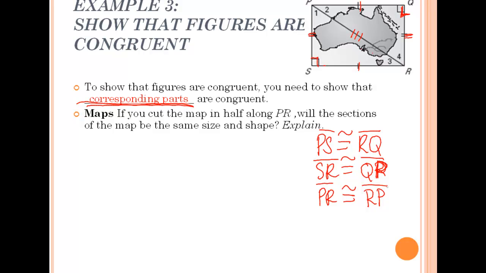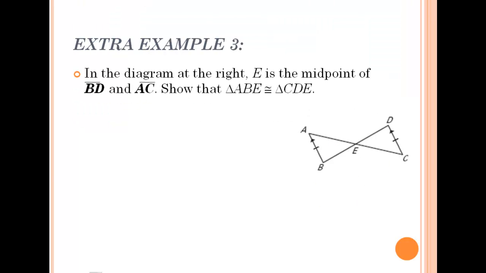As we move on, you'll learn that if we can prove that all three sides are the same, we know that the triangles are indeed congruent. So pause the video and try this on your own.